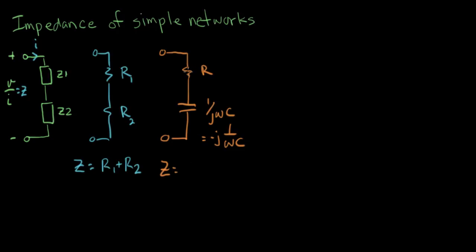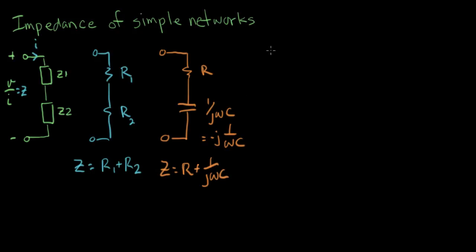Z is... Now, this is the great trick of doing this transformation. We can use the same laws that we know for resistors on this transformed circuit. We've transformed it into the frequency domain. So the series combination of two impedances is the sum of the impedances. R plus 1 over J omega C. This is the impedance of this network here.